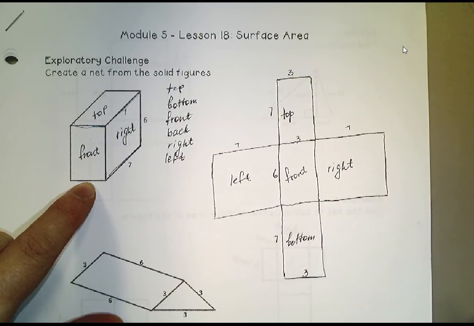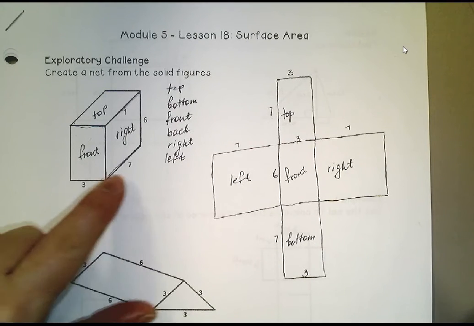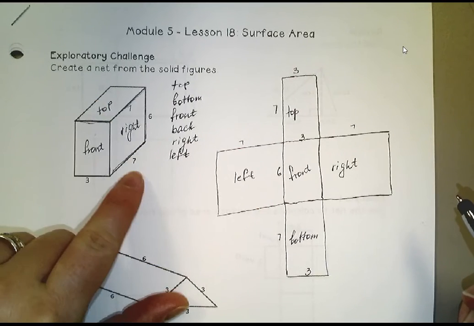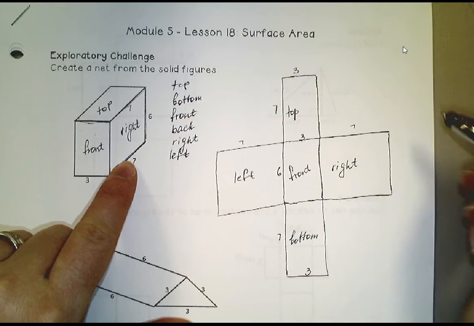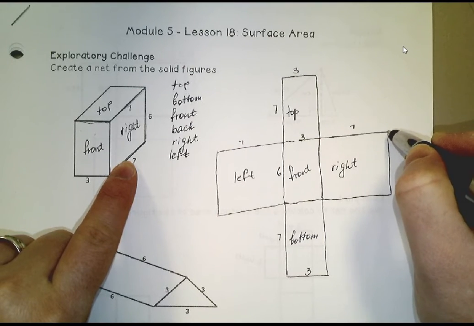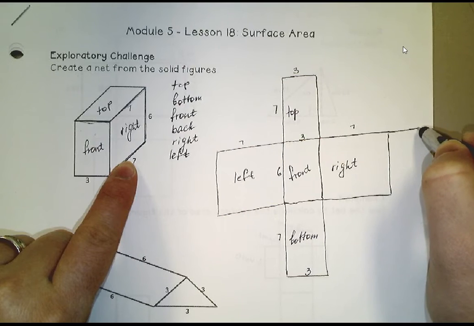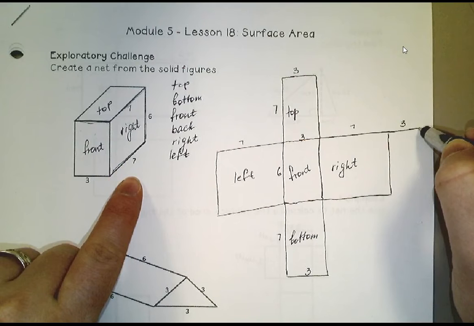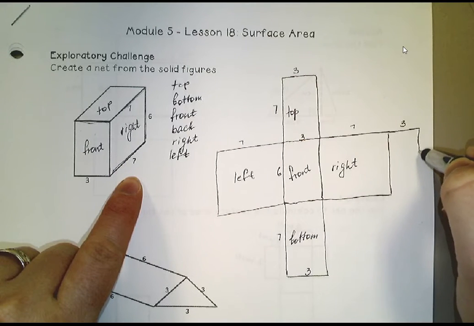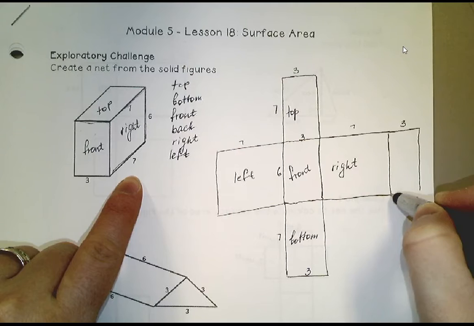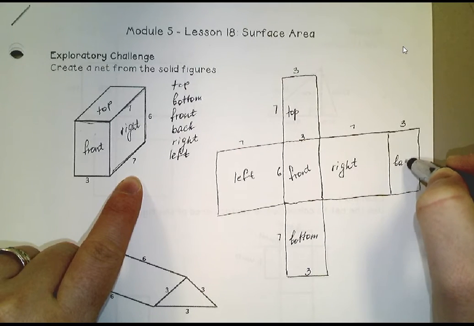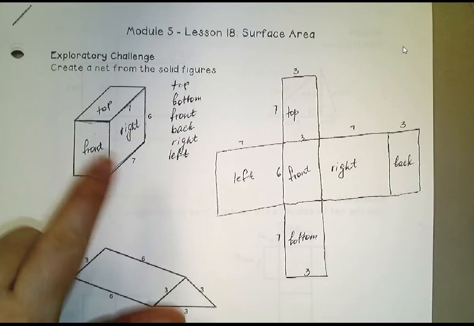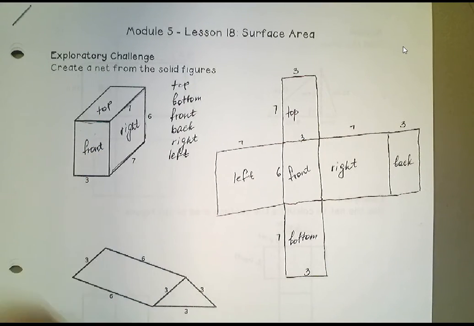All right, and we have the back. The back can be attached either to the right or left side, or it can be attached to the bottom, or it can be attached to the top. So I'm going to do it right here since I have some space. And that will be the back. So it will be 3 units and 6 units long. This is the back. All right, so that's one net of this prism that we have.